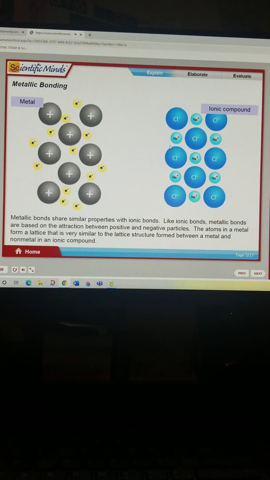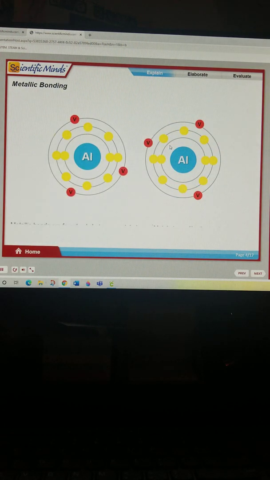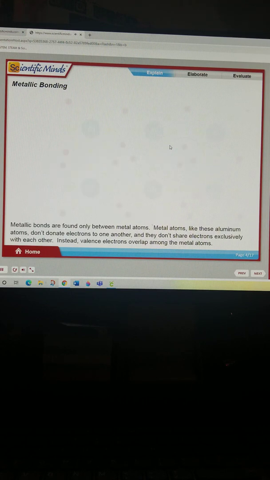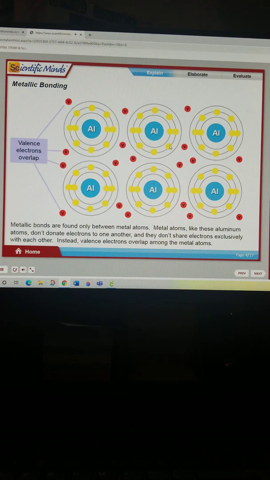Metallic bonds share similar properties with ionic bonds. Like ionic bonds, metallic bonds are based on the attraction between positive and negative particles. The atoms in a metal form a lattice that is very similar to the lattice structure formed between a metal and nonmetal in an ionic compound. Metallic bonds are found only between metal atoms. Metal atoms, like these aluminum atoms, don't donate electrons to one another, and they don't share electrons exclusively with each other. Instead, valence electrons overlap among the metal atoms.